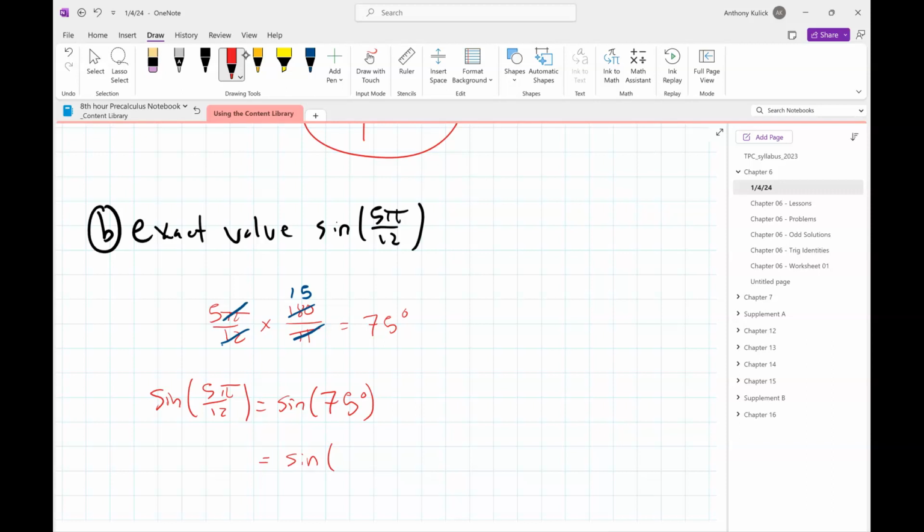Blade. So is the 5 pi over 12 a radical? That's not a radical. It's an irrational number, but it's not a radical because it doesn't have a square root in it.